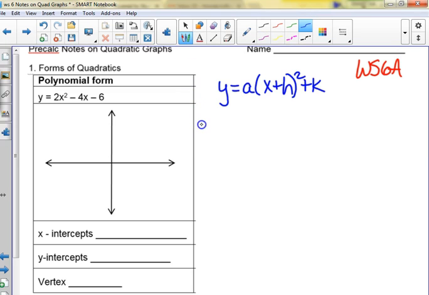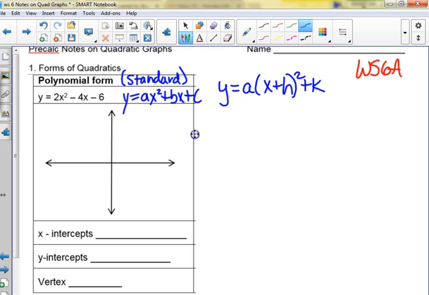Today we're going to talk about all the forms of quadratics. The three forms we're going to talk about first here is polynomial or standard form, which is just like y equals ax squared plus bx plus c when it's all boiled together. That's standard or polynomial form.